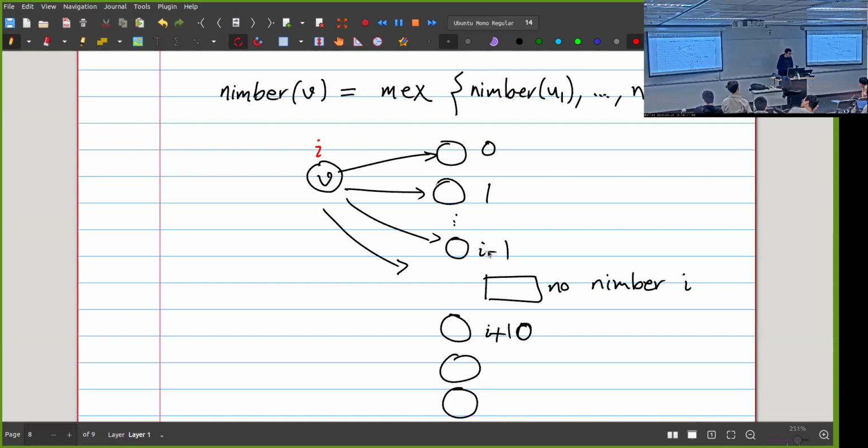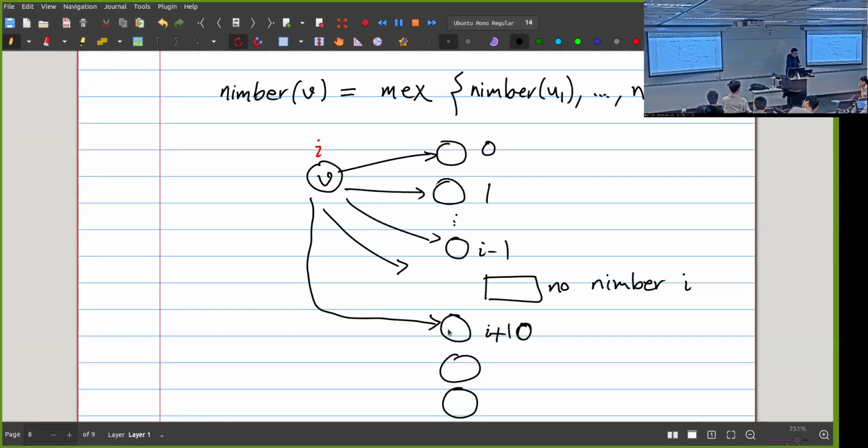Okay. The problem is that here I can do some extra things as well. So, for example, I can turn this into a vertex with number I plus 10. I want to argue that this would not help me in the game, that I would not actually do this. Okay. Now, why is that the case? Suppose that I do this. Suppose that I go somewhere here.